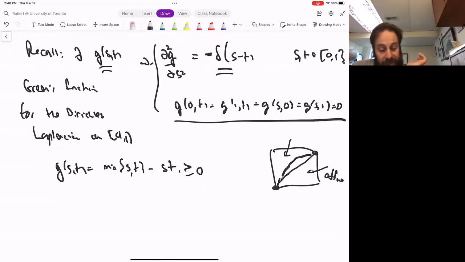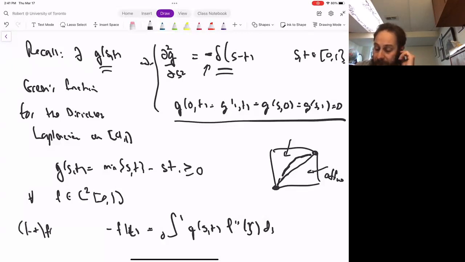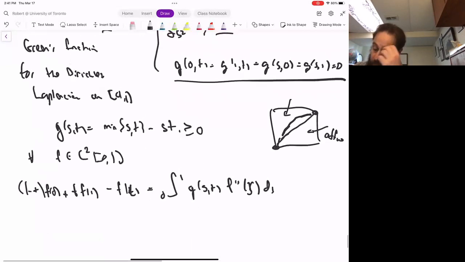And so whenever you have a smooth function f on the unit interval, you have a formula like that relates f to the integral of its second derivative against g. Because of this minus sign, it's something like minus f of t is going to be the integral from 0 to 1 of g(s,t) f double prime of s, ds. And because of the zero boundary conditions of g, you need to add or subtract an affine function to the left to make the left-hand side vanish at zero and one. The only affine function that will do that is (1 minus t) f of 0 plus t f of 1. So you can easily check this. This is a first year calculus exercise.